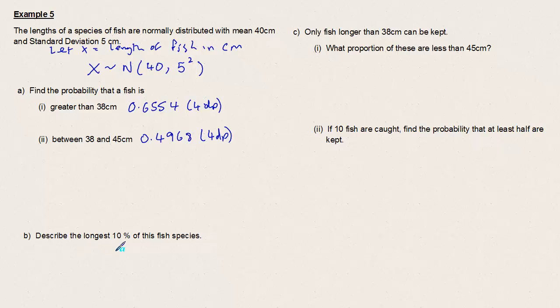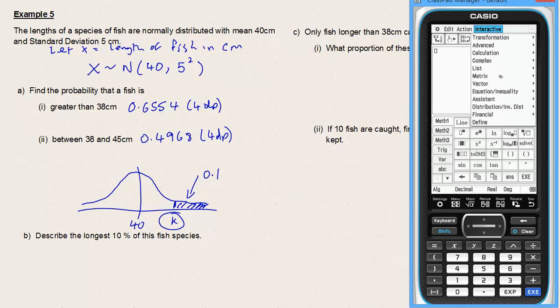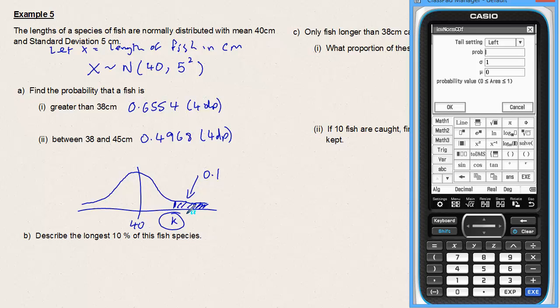We now want to describe the longest 10% of this fish species. So, what are we doing here exactly? We know the mean is 40, and we're after a value k, so that 10% are up here, in other words, so that this is 0.1. So we're finding a value of x and not a probability, and that means we can use the inverse. So inverse normal CDF. Our tail is on the right. Probability is 0.1.